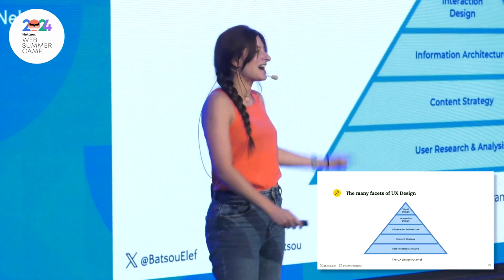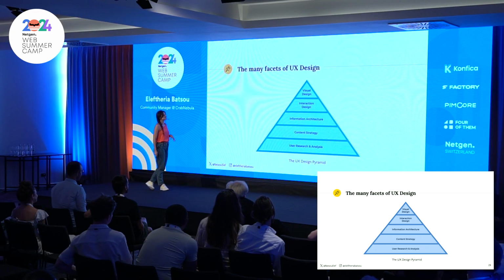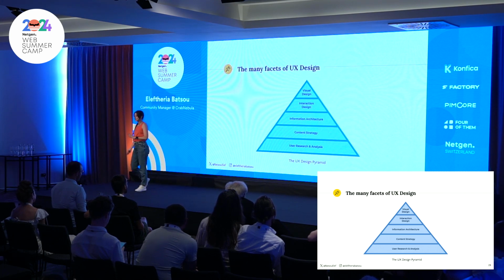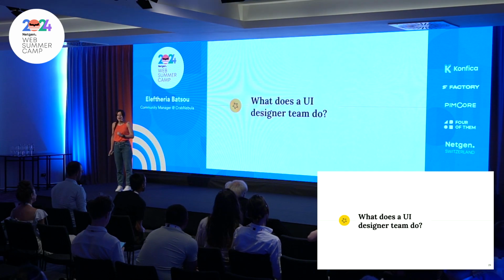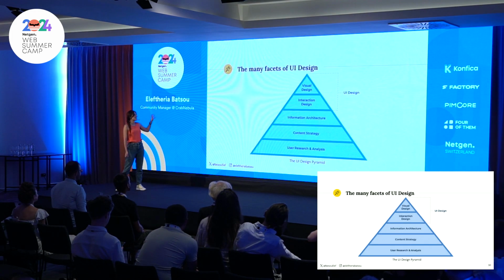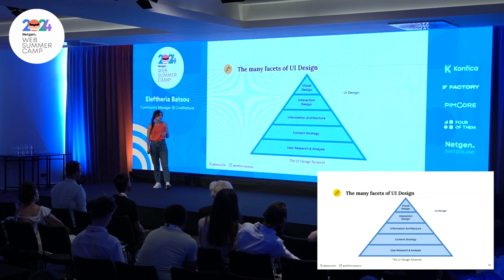Okay, I also have this pyramid here, and the UX designer will do things such as user research and analysis, content strategy, information architecture, and more. I'm not going to get into many details. Let's continue with what does a UI designer do. And I have the same pyramid, so this time the UI designer will focus on interaction design and visual design.